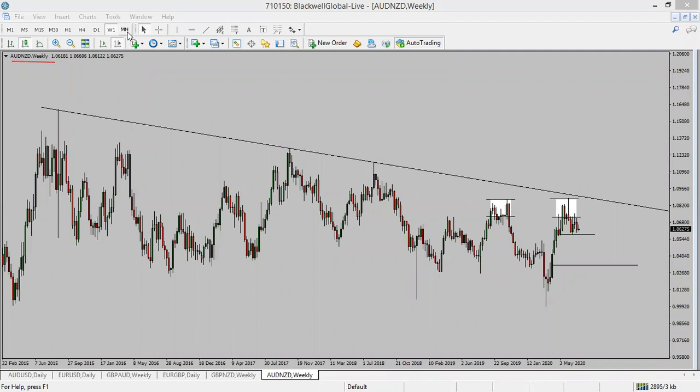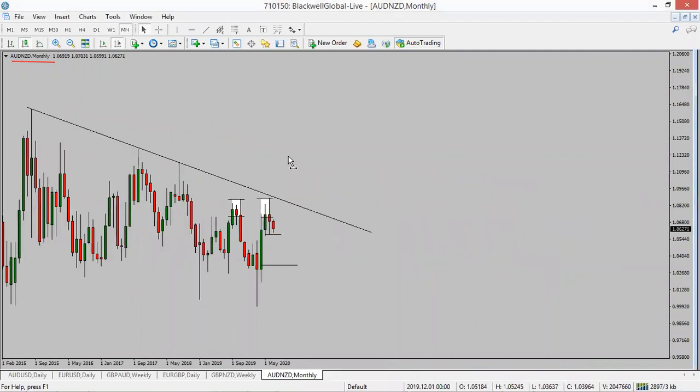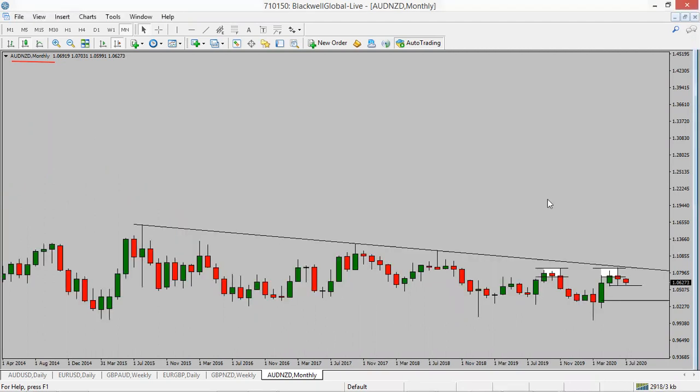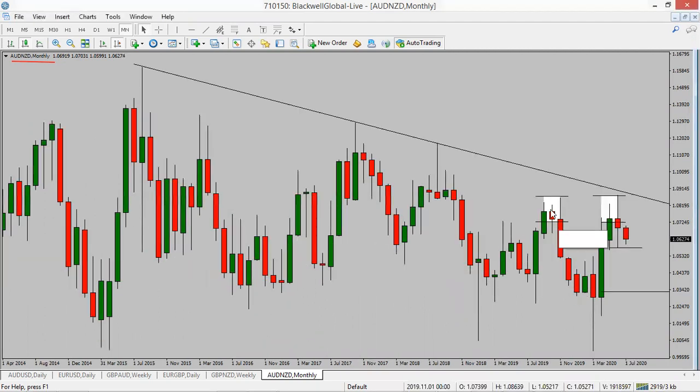Let me start from the monthly like I usually do. You can see I have a little line here just to tell me what the monthly has been doing over the past period, just to give me an idea of what I'm looking at. On the same monthly, we can see that this pair is on the monthly resistance zone around here. So I mark that out.